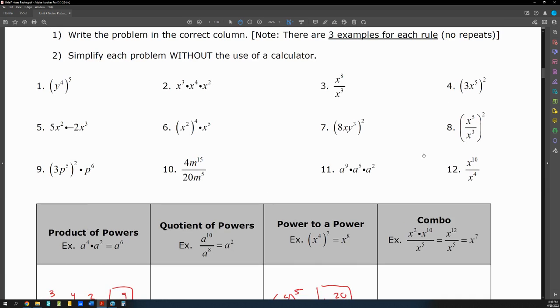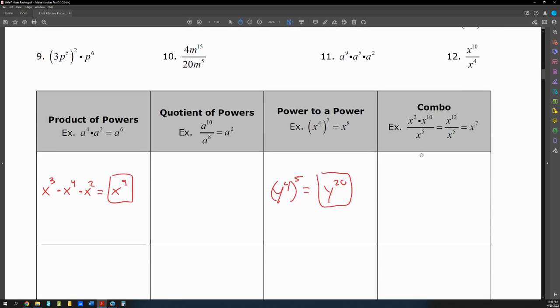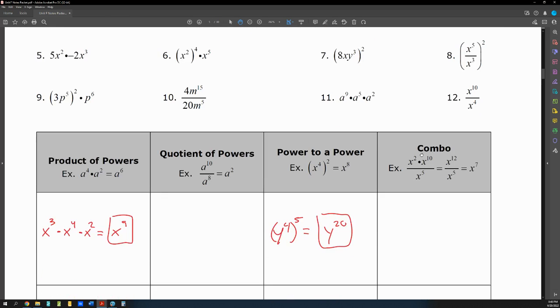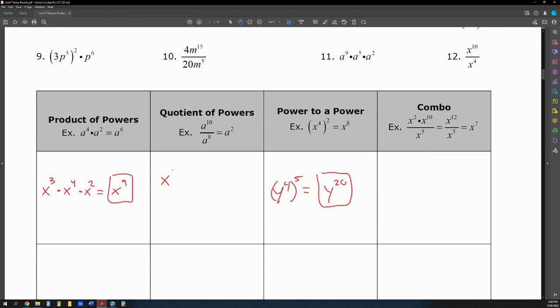Number 3, x to the 8th divided by x cubed. This is our quotient rule. So we subtract the powers. So we have 8 minus 3. And we know 8 minus 3 is 5. So that simplifies to x to the 5th.